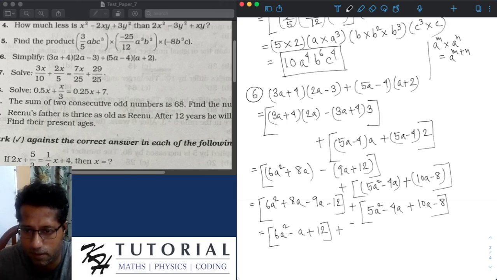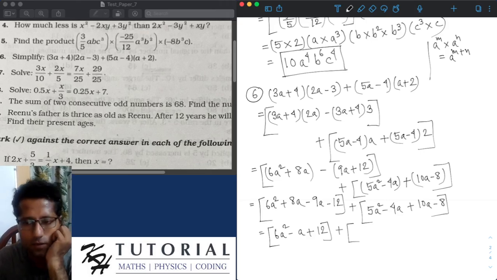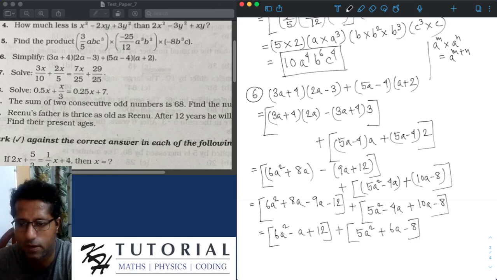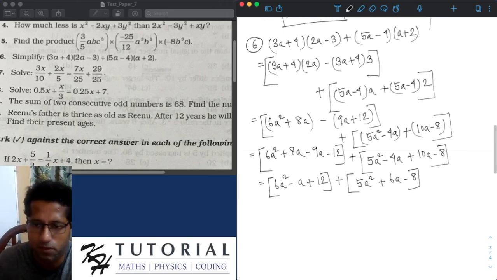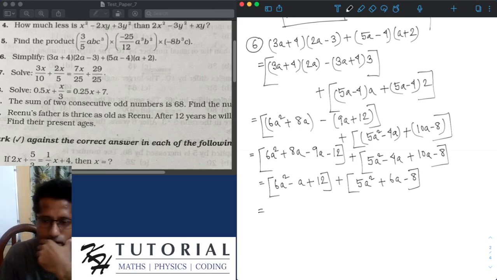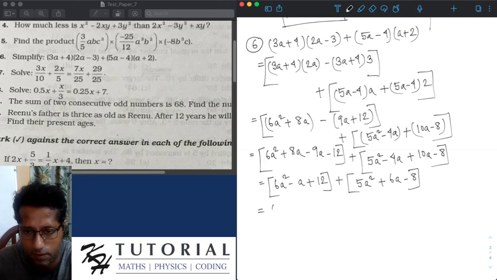Similarly, for the second square bracket, we have to add the like terms, that is minus 4a and plus 10a. So minus 4a plus 10a is plus 6a. Now we can remove both the square bracket grouping symbols without any problem, because none of them have a negative sign before them. So we can simply remove them. So 6a square minus a plus 12 plus 5a square plus 6a minus 8.